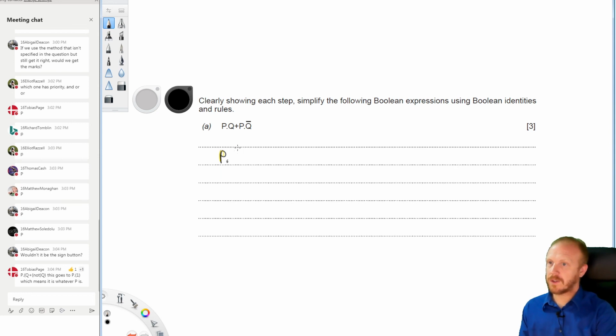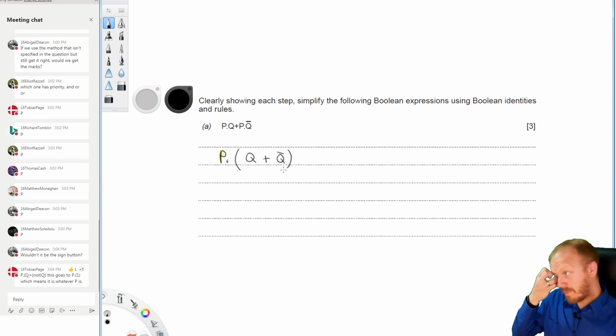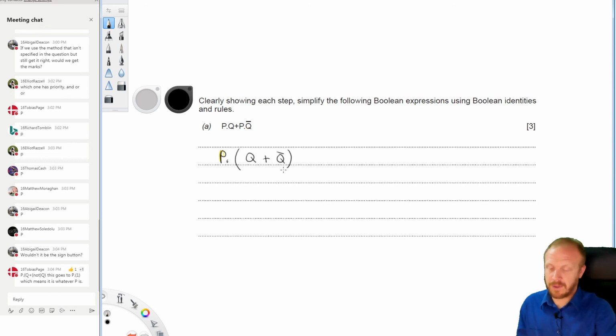So the p dot comes out, and what's left inside is q or not q. Then we look at those simple identities. We realize q or not q is a certainty, because one of those two has to be a 1 and it's an or. So that becomes p dot 1. And then another simple identity: anything that is ANDed with a 1 will depend entirely on the other input. So that will be p.